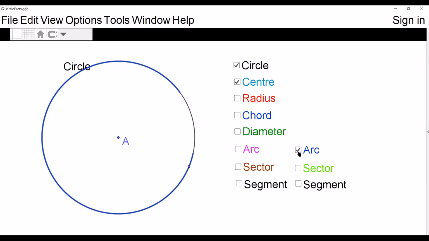Now, what is a sector? A sector is a region bounded by 2 radii and an arc. So the shaded region is a sector. We can have 2 sectors, the larger one being the major sector, this one, and the smaller one being the minor sector.